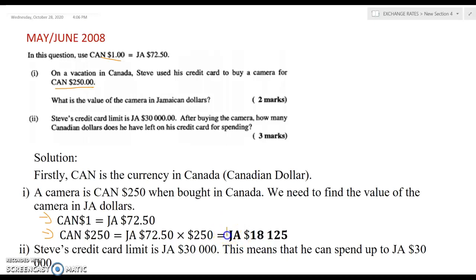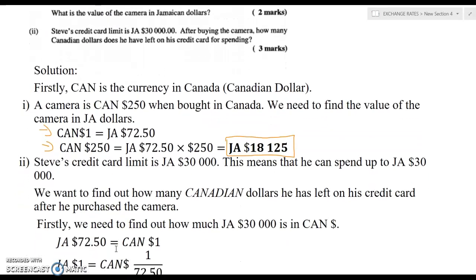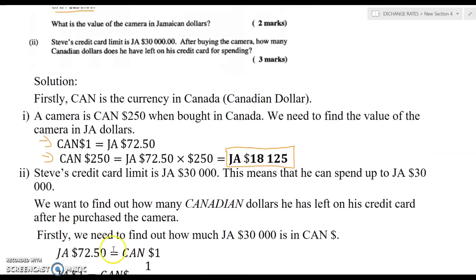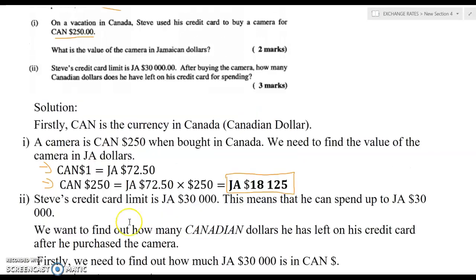So the 250 Canadian dollars is 18,125 Jamaican dollars, right? Steve's credit card limit is 30,000 Jamaican dollars. After buying the camera, how much Canadian dollars does he have on his credit card for spending? Now, his credit limit in Jamaican dollars is $30,000. He just spent $18,125 for that camera, Jamaican dollars, right? So we take that 30,000 and now we want to find out how much he has left.